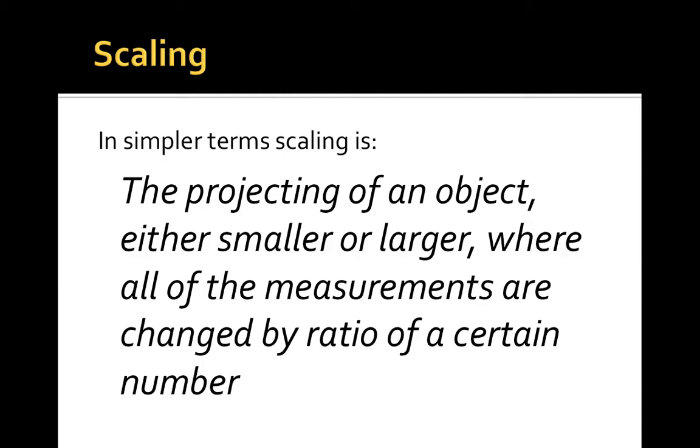In simpler terms, it's projecting an object either smaller or larger, where all the measurements are changed by the same number. So, for instance, if I wanted to double something in size, I would go 2 to 1, and every distance would be doubled. My length, my width, and my depth would all be doubled, and that would be a scale of 2 to 1. It would be twice as big in all three of the major directions.